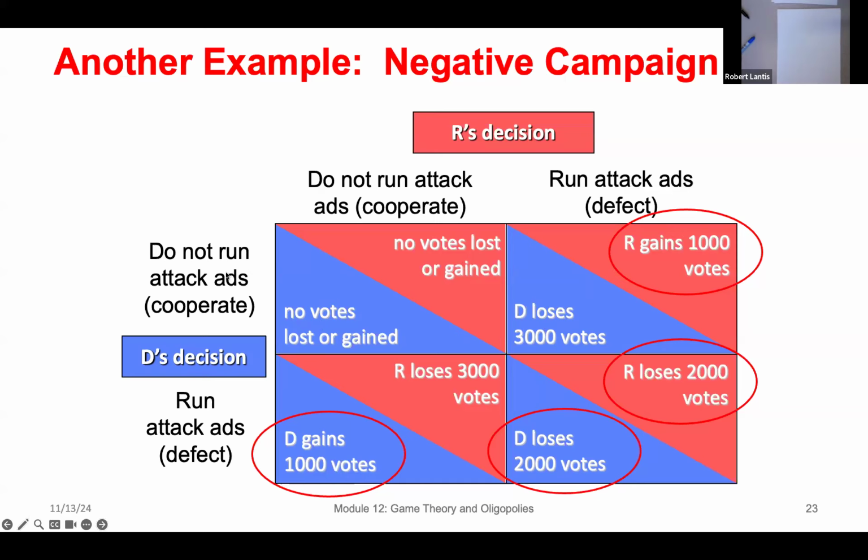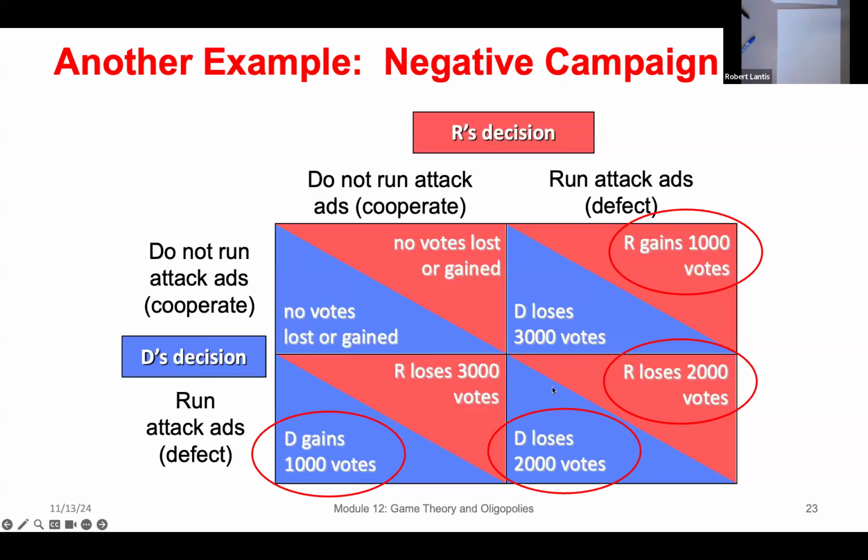So if the Democrat runs attack ads, the Republican, if they don't run attack ads, they don't gain or lose any votes. But if they do run some, they can gain 1,000. And if the Democratic candidate runs attack ads and I don't, as the Republican candidate, I lose 3,000. But if I also run attack ads, I'm only going to lose 2,000. Notice what the candidates care about. They don't care necessarily about the number of votes; they care if they get more votes than the other person. So in a weird way, we can solve this model and we end up with this Nash equilibrium where both individuals run these attack ads.